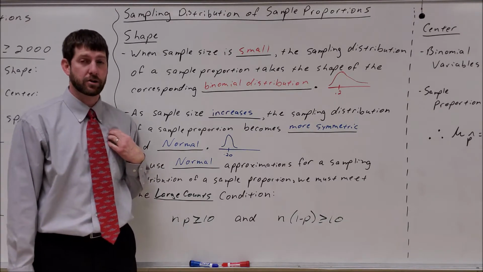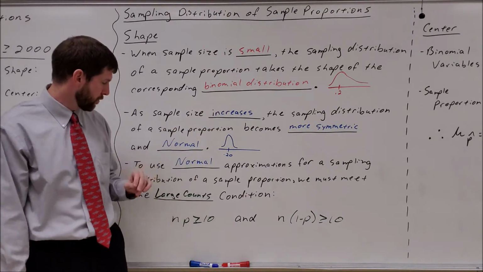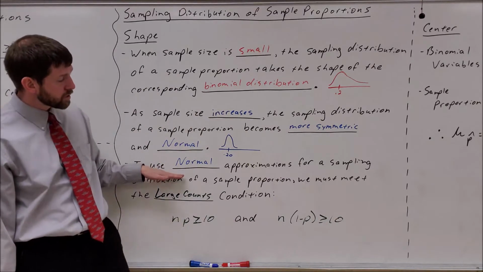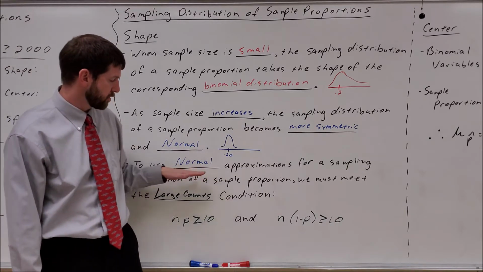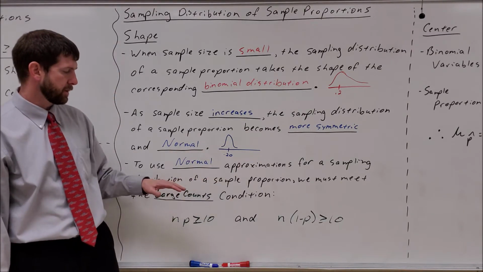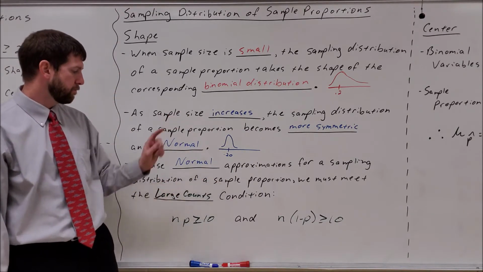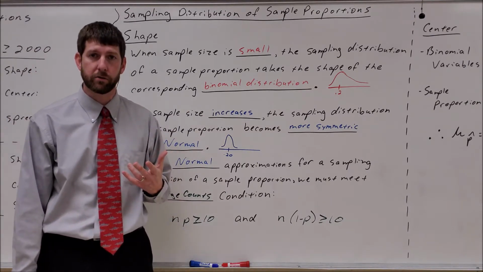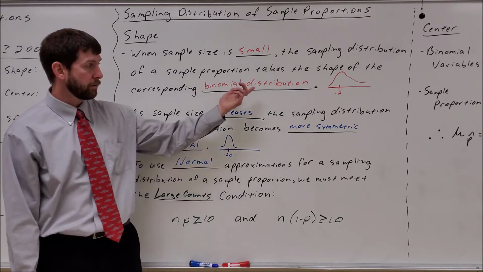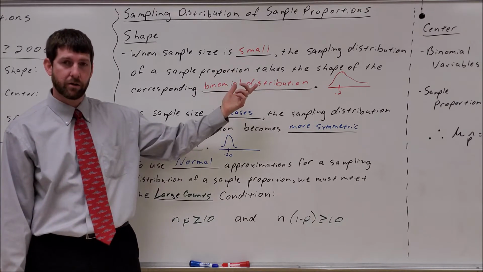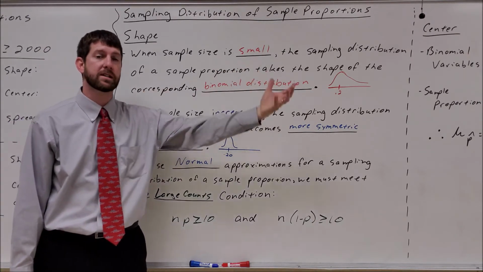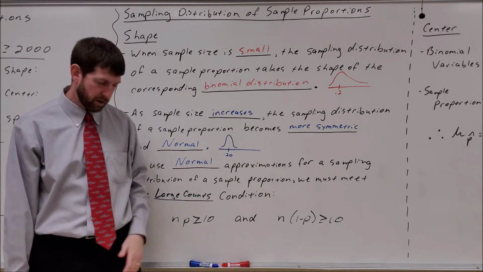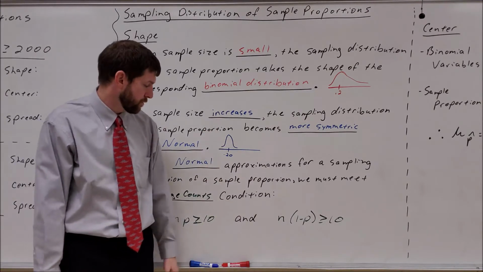So we should design our studies realistically to get us into those normal shapes for these sample proportions. To use a normal distribution approximation, normal approximations for a sampling distribution of sample proportions, we must meet the large counts condition. This is what we talked about before with binomial distributions: the larger your sample size, the more events you're looking at, the more normal it becomes.